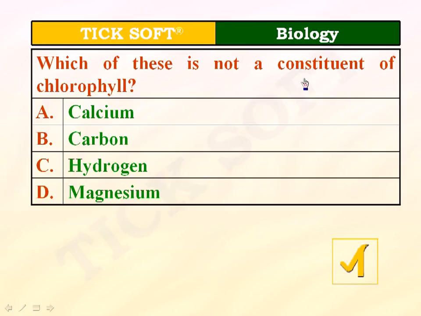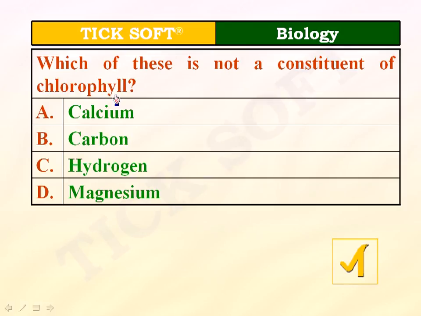Which of these is not a constituent of chlorophyll? Options: calcium, carbon, hydrogen, magnesium. First, what is chlorophyll? Chlorophyll is constantly being used up and thus is continually manufactured by the plant provided the environmental conditions are appropriate. It is probably the best known of all plant pigments. So the option magnesium. Magnesium is essential for the chloroplast and green leaf development. Magnesium is also an enzyme activator important in enzyme utilization.